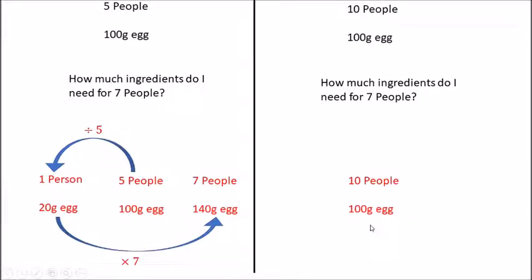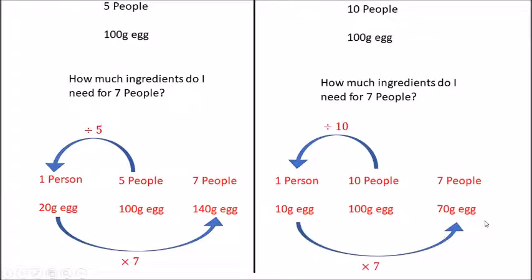So let's use our unitary method. Let's work out, well, how much egg would one person need? So to get from 10 to 1, I'm going to divide by 10. Now that I know that one person needs 10 grams of egg, well, to get from one person to 7 people, I'm going to multiply by 7. So 7 people would need 70 grams of egg, and that is my answer.